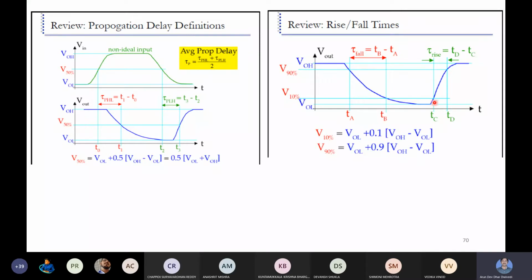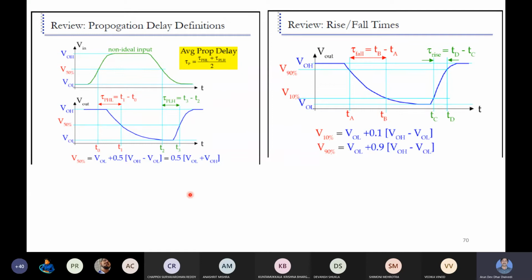Similarly, we can define the rise time when the output pulse is rising from VOL towards VOH. There is a 10% point and a 90% point, and the time difference between them, TD minus TC, is the rise time. Because it is rising from low to high, it is called rise time. Here it is falling from high to low, therefore it is fall time.